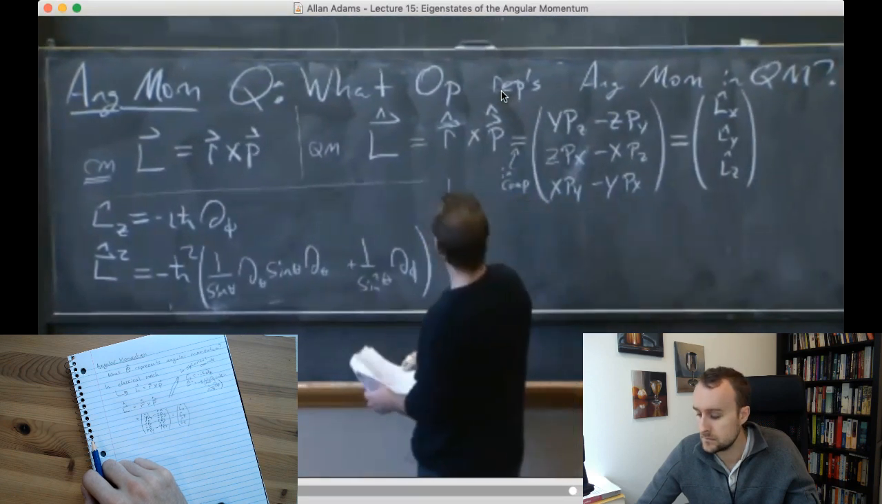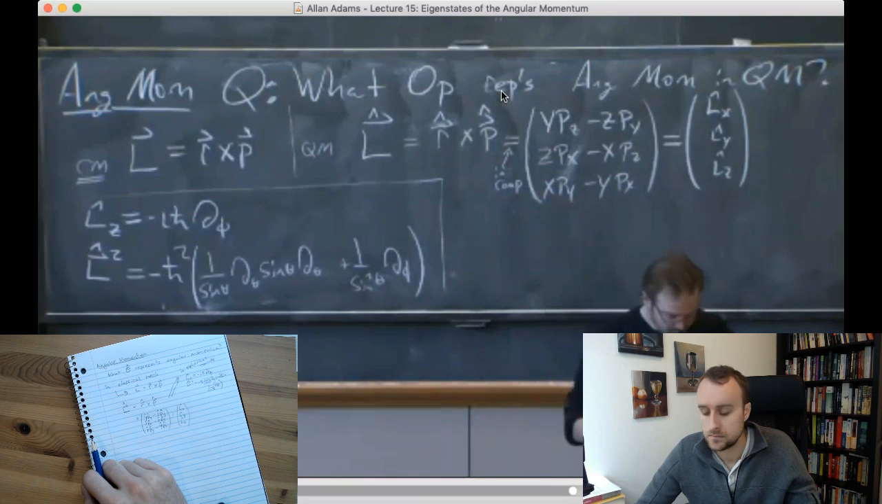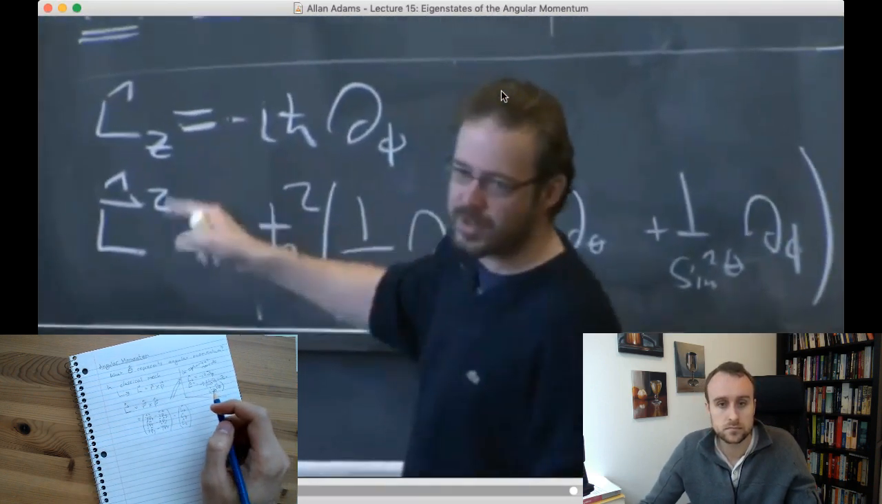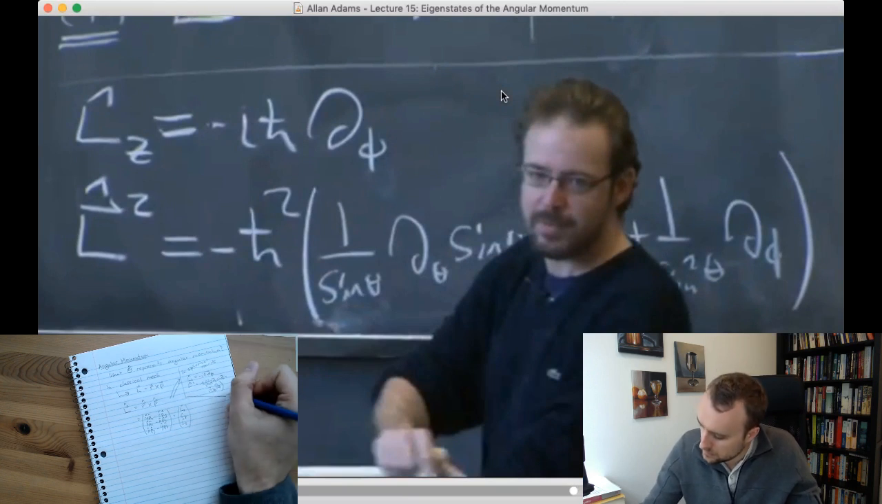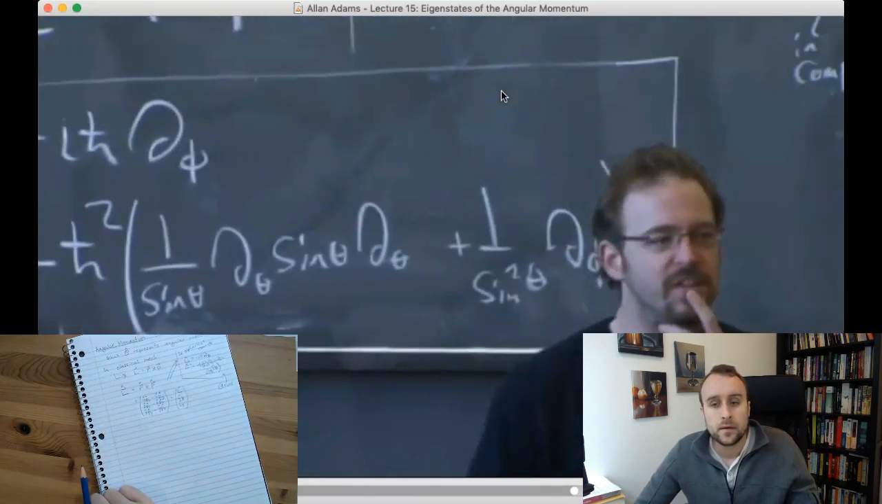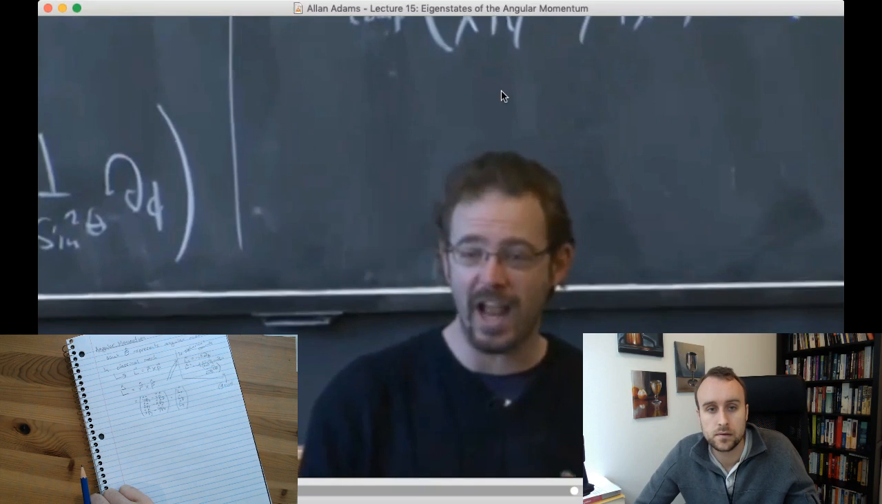Okay, so suppose I ask you the following question. I say, look, here are the operators of angular momentum. This Lz, we could have written down as this. And the expressions for Lx and Ly, and L squared. What are the eigenfunctions of these operators? You all know how to answer this question.